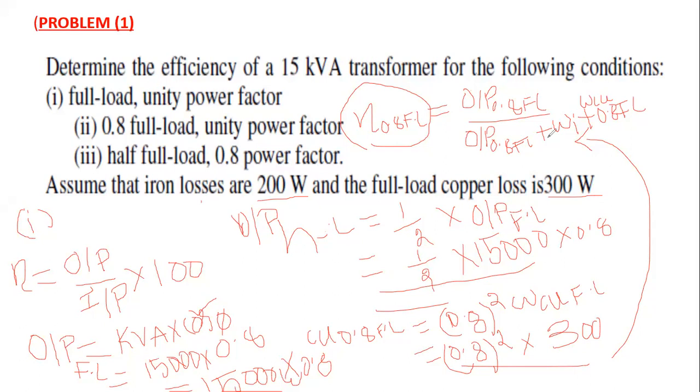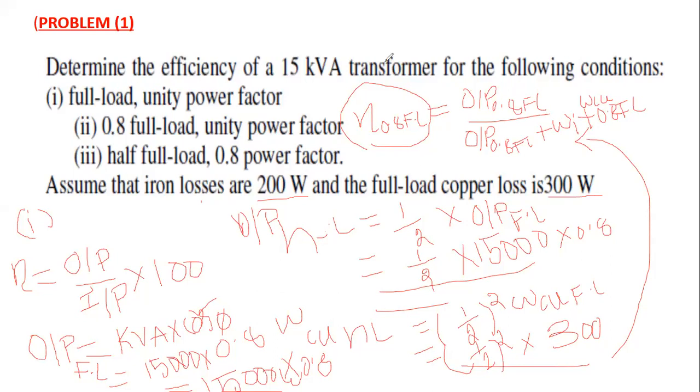Next we calculate the copper losses at half load. That means WCU at half load. Therefore WCU at half load means half square into full load copper losses. Half square into, what is the full load copper losses? That is 300. Then we obtain WCU at half load.